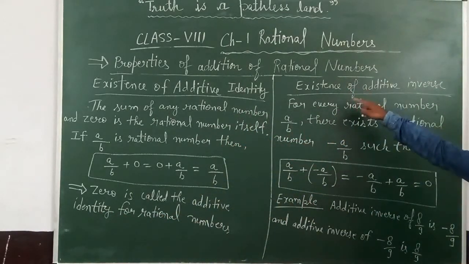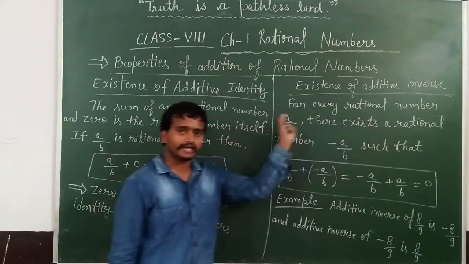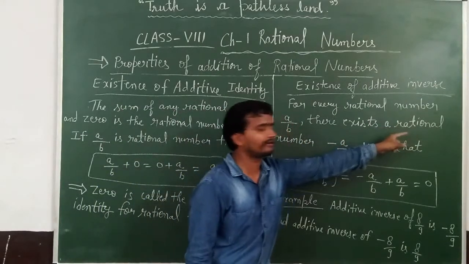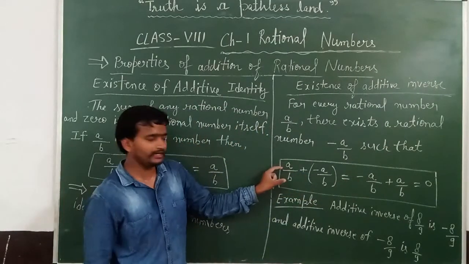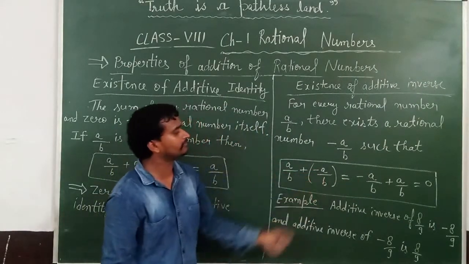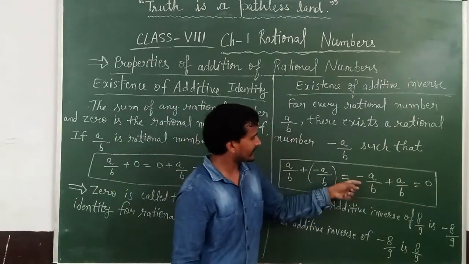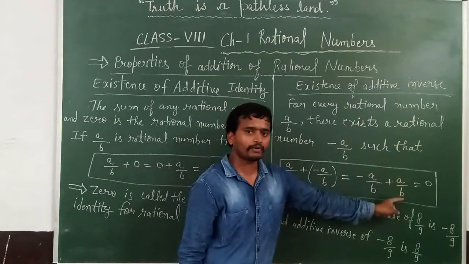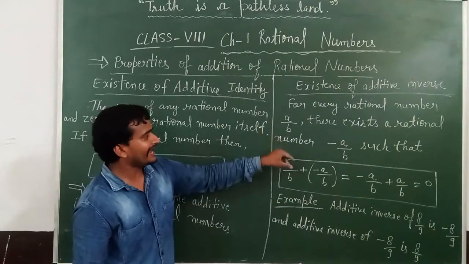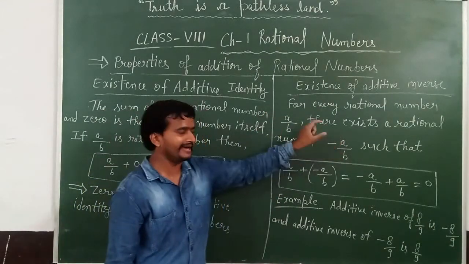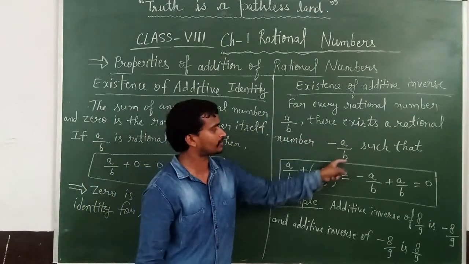Next is existence of additive inverse. For every rational number a upon b, there exists a rational number minus a upon b such that when a upon b is added to minus a upon b, then we get 0. Or if it is in reverse order, that means minus a upon b plus a upon b, the answer will also be 0. So from this we conclude that minus a upon b is the additive inverse of a upon b, and a upon b is the additive inverse of minus a upon b.